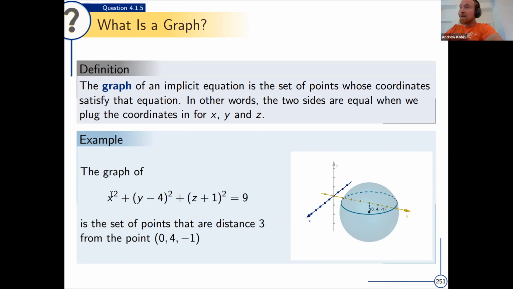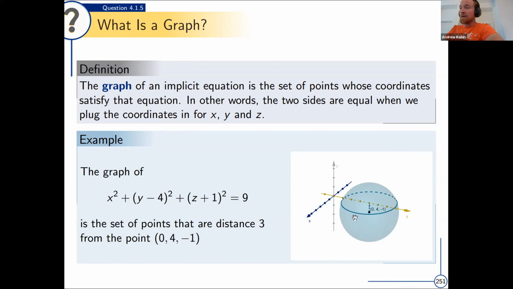So the left side is telling us the distance from the point x, y, z back to the point 0, 4, negative 1. 0, 4, negative 1 is this point. And what this equation is telling us is that all of the points satisfying the equation have distance exactly 3 units away from that point, 0, 4, negative 1. You can see that this is a sphere, and in general, a sphere is always going to be a set of points that are a common fixed distance away from a single point called the center. So 0, 4, negative 1 with radius 3, that gives us a sphere of radius 3 with that center, and it's described by this equation.